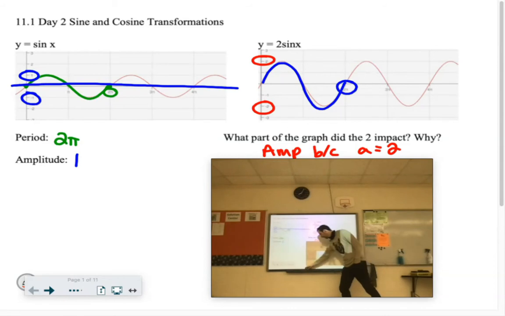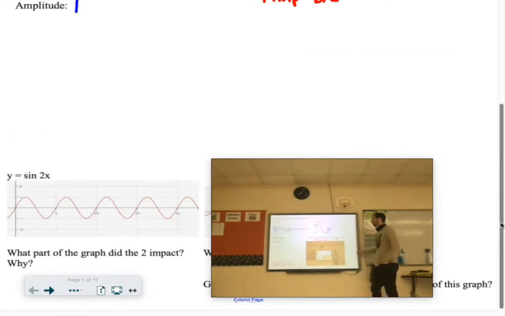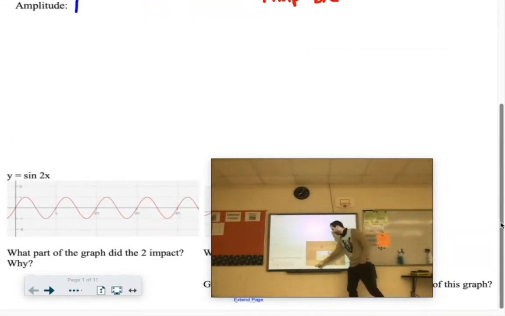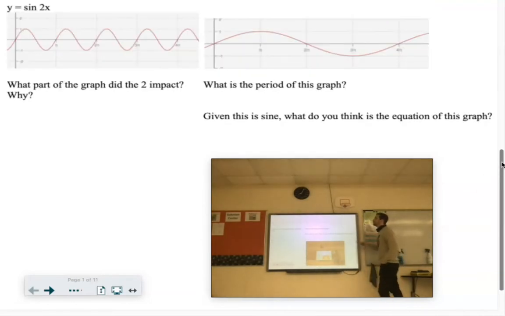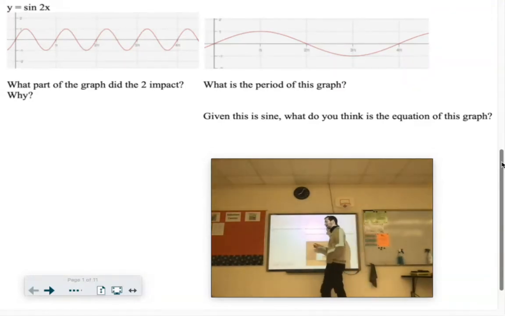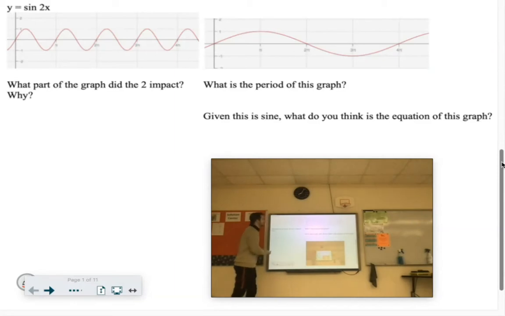Great. Let's scope out another one here. Oh, two more? My goodness. So this one's y equals sine 2x. So in this case, the b is 2. So the amplitude is still 1, right? It goes up 1, down 1. But you'll notice that the period here, one cycle, repeats at pi. So this affected the period because the b equals 2.